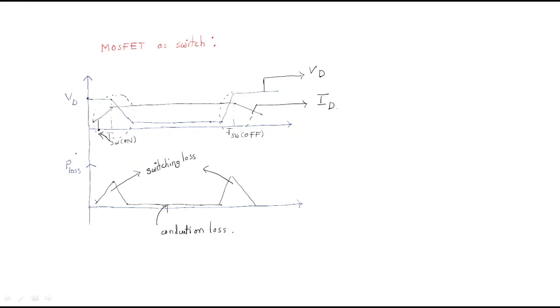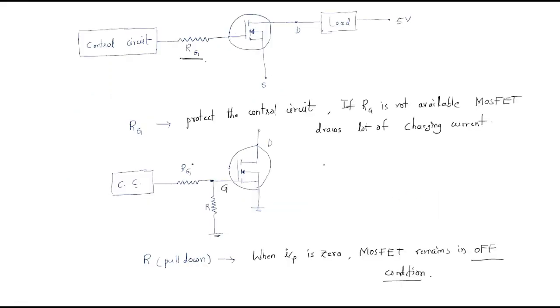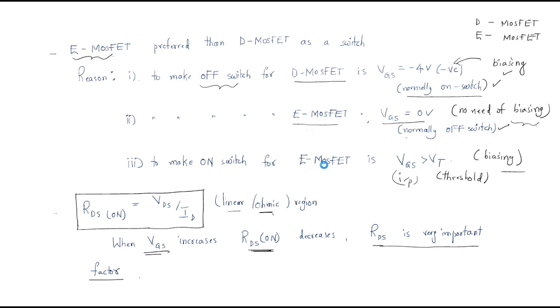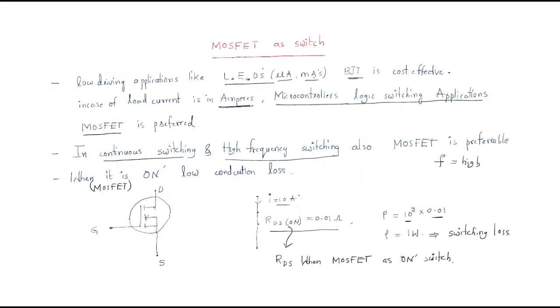So whenever the MOSFET is acting as a switch, it has two types of losses. One is the switching loss during the switching time, that means it may be on time or off time. The second loss is the conduction loss. Whenever the MOSFET is on, conduction loss is automatically possible. So this is how the MOSFET acts as a switch, and its different characteristics.